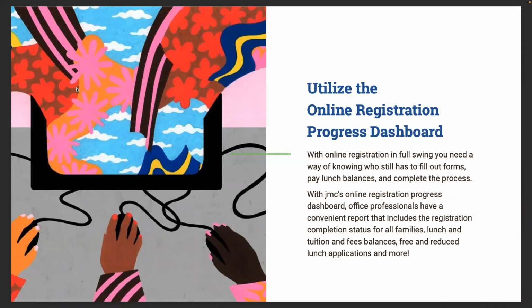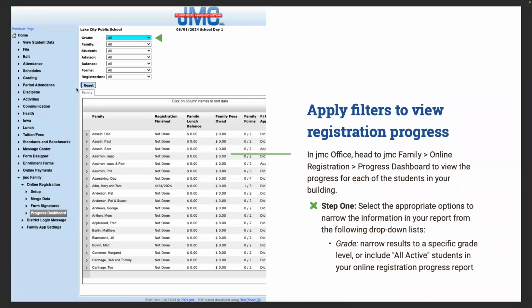With JMC's online registration progress dashboard, Office Pros have a convenient report that includes the registration completion status for all families, lunch and tuition and fees balances, free and reduced lunch applications, and more. So in JMC Office, head to Family, Online Registration, Progress Dashboard to view the progress for each of the students in your building. So step one, select the appropriate options to narrow the information in your report from the following drop-down lists.